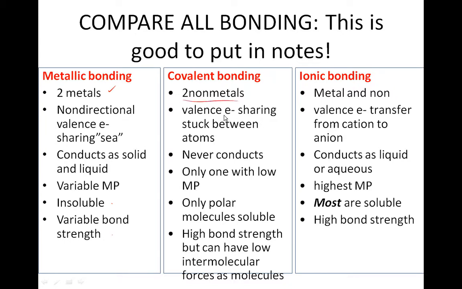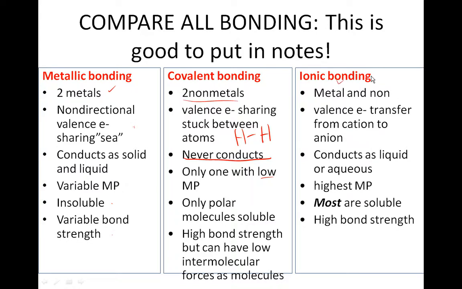Covalent bonding is between 2 nonmetals. The valence electrons are shared and stuck between atoms. So here's an example. These 2 electrons are shared, but they're stuck between H and H, so they will never conduct electricity. In metals, the valence electrons, everybody can have them anytime, so electric current can flow through. Covalent bonding could have high, low, or medium melting points, but they are the only ones with low melting points. If you have polar molecules, they can dissolve in water, but nonpolar things won't. They might have low melting and boiling points because they have low intermolecular forces.